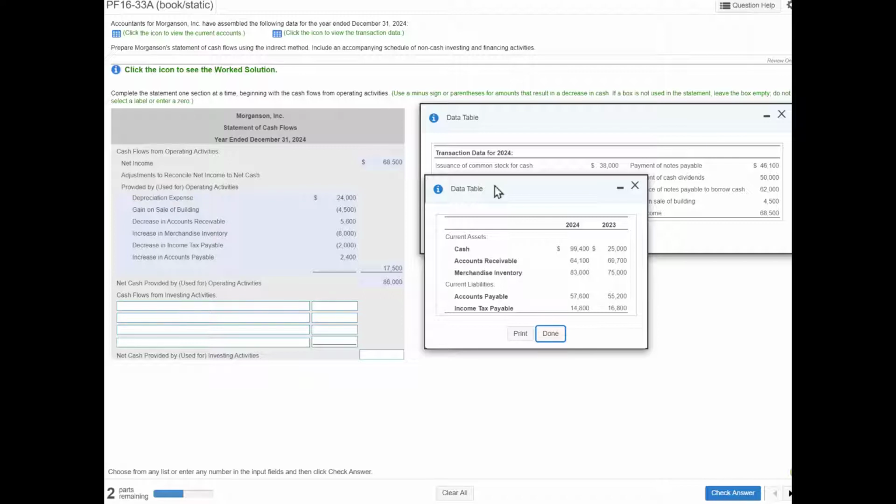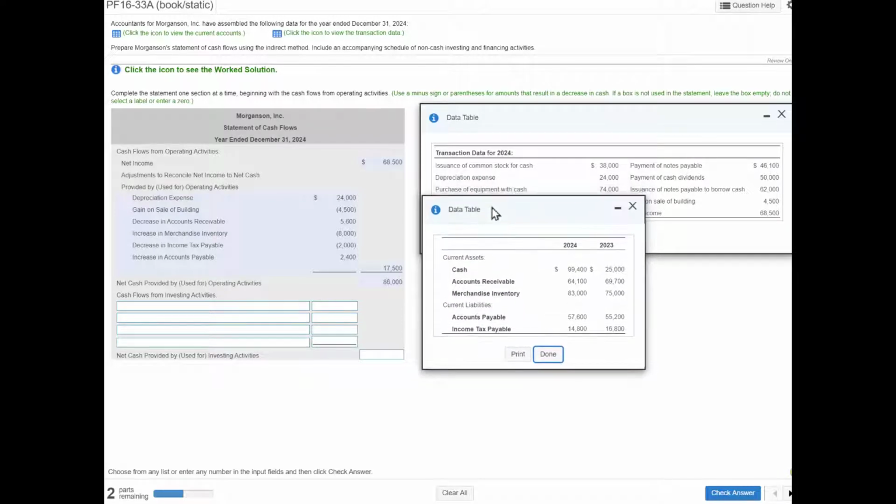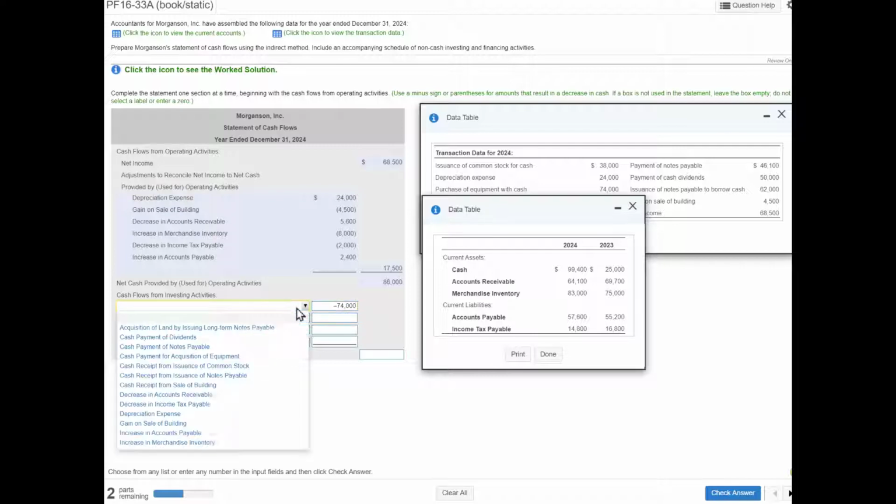So common stock, that's equity. So that does not go in the investing section. Depreciation expense, we already did. Here we go. Purchase of equipment. Equipment is a long-term asset, and we purchased it with cash. So we're going to include this in our statement of cash flows. And since we purchased it, cash is going down, therefore we have to put it as a negative. Let's see here, purchase.